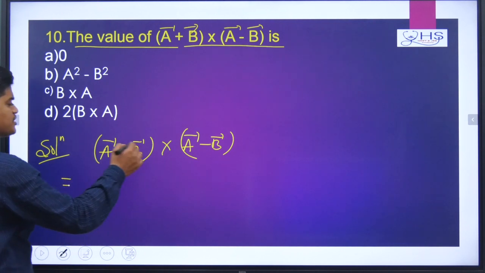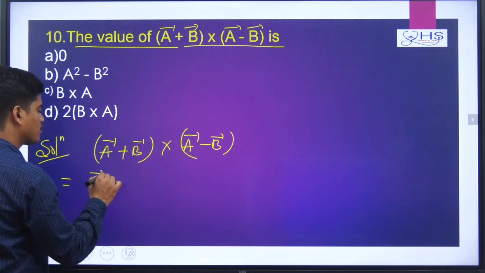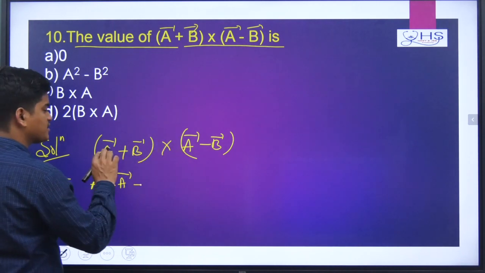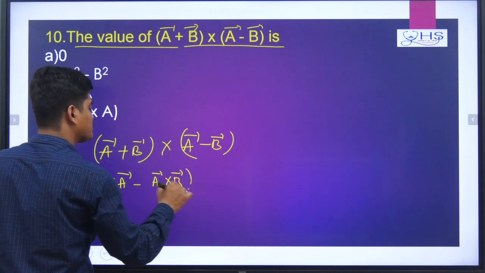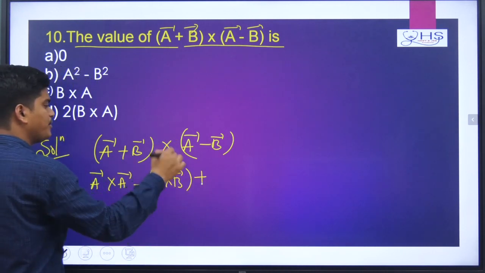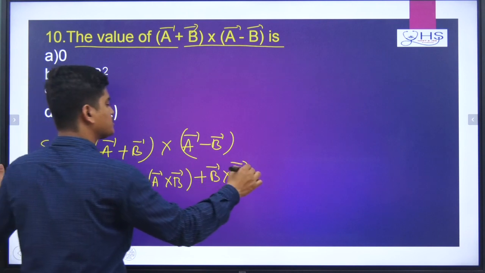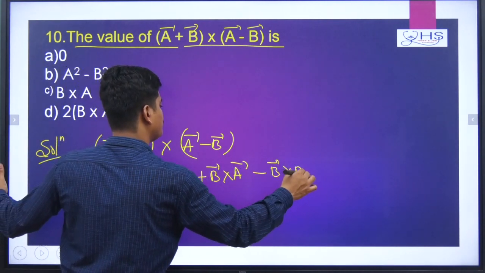Now here just multiply. Okay. So here A cross A. So the property of vectors you follow. A cross A minus A cross B, or basically you can tell minus A cross B. This minus you are taking, and A cross B plus B cross A. Then B cross minus B, so you can write also minus B cross B.